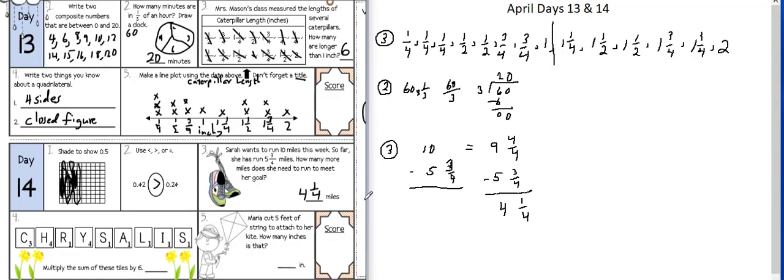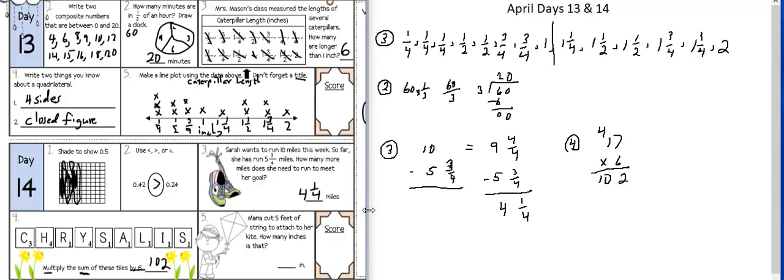Multiply the sum of these 6 tiles. So sum means addition, obviously, and multiply by 6. So we need to add up all the scores here. So 3 plus 4, 7, 8, 9, 10, 11, 12, 13, 14, 15, 16, 17. So we have 17, going to multiply by 6. 6 times 7, 42. 6 times 1, 6, 7, 8, 9, 10. So that would be 102.